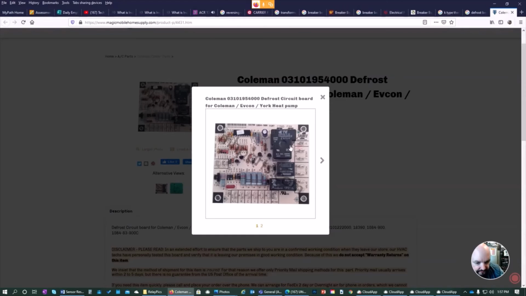So what happens during a defrost, you have a condenser fan that is broken through this relay. It will turn off your condenser. It will kill 24 volts to your O terminal. It will essentially run AC in the winter.